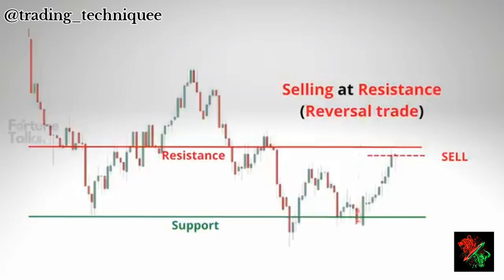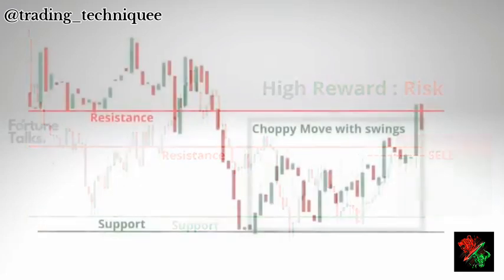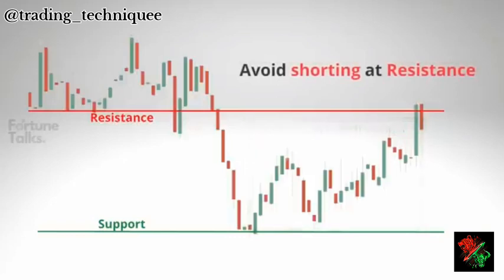The other reason being, the only place where you have to be afraid of the buyers coming back into the market is the support level. The advantage of taking a short trade at the resistance is that you can leverage the difference between the support and resistance level so as to obtain a high reward to risk ratio. However, on the downside, if you don't get a strong move or a momentum move into the particular level, instead what you get is a choppy move with a lot of swings like this, then it is not a good idea to short on the resistance.